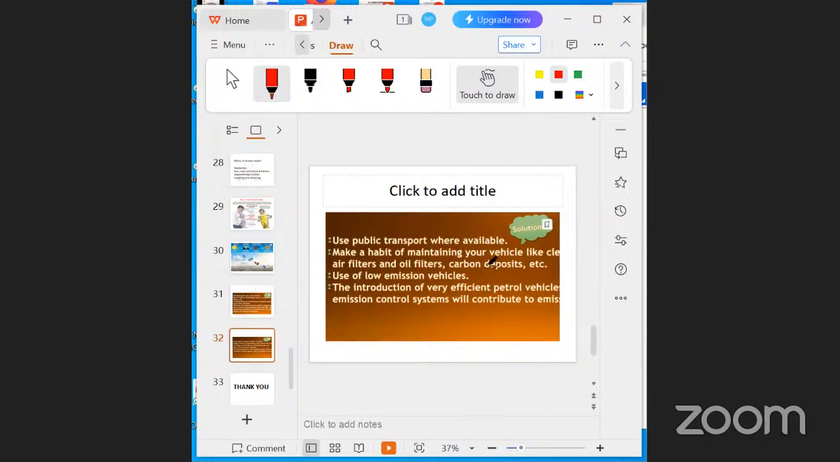And also use of low emission vehicles. These are very, very important. Low emission vehicles, right? So the introduction of very efficient petrol vehicle emissions control systems will contribute to reducing emissions. So my suggestion is to maximally use EVs, electric vehicles, right? Electric vehicles. Okay.